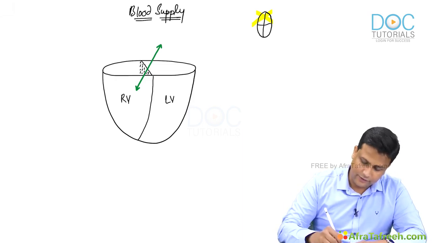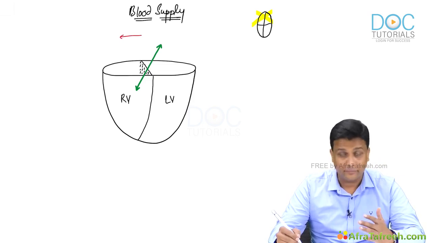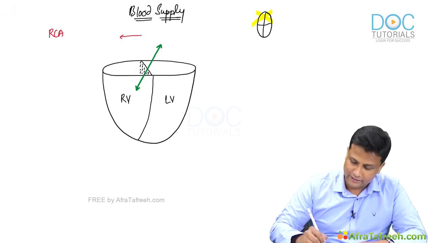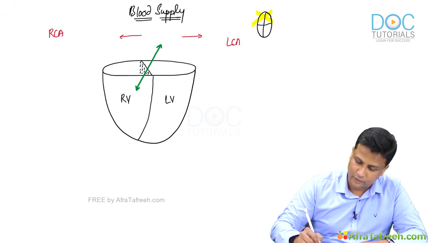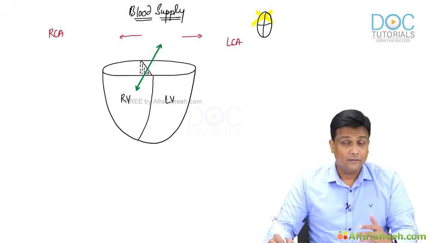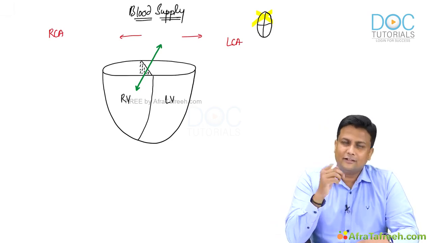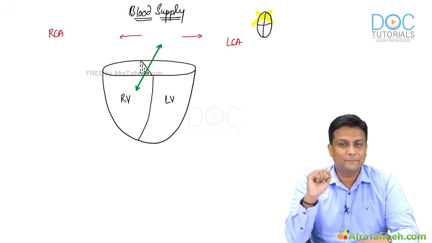Now each and everything present on this side of this green colored imaginary line will be supplied by the right coronary artery, and each and everything present on the other side of the line will be supplied by the left coronary artery, guys. That's an important thing. That's our planning here. Everything on the right side of the green line is supplied by the right coronary artery, and everything on the left side is supplied by the left coronary artery.